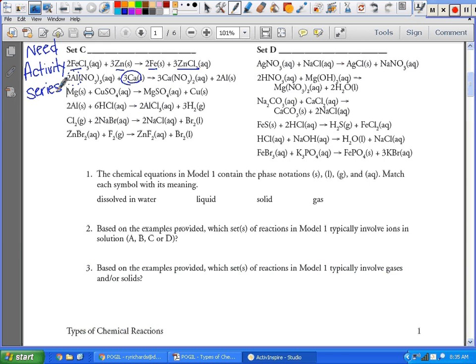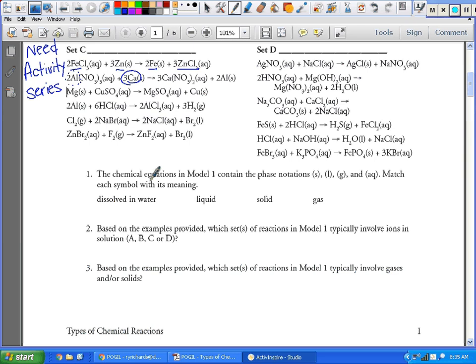All right, so let's try to answer these first three questions. The chemical equation in Model 1 contains the phase notations S, L, G, and AQ. Match each symbol with its meaning. Dissolved in water. So what should you have under that? AQ, liquid is L, solid is S, and gas is G.